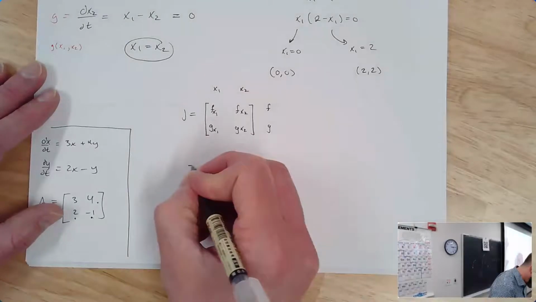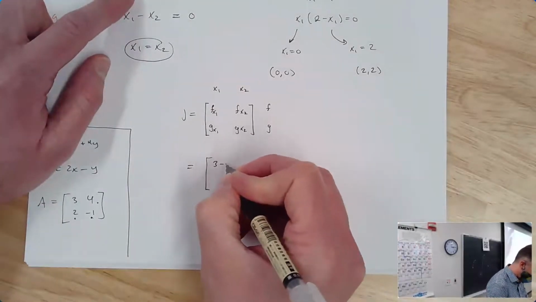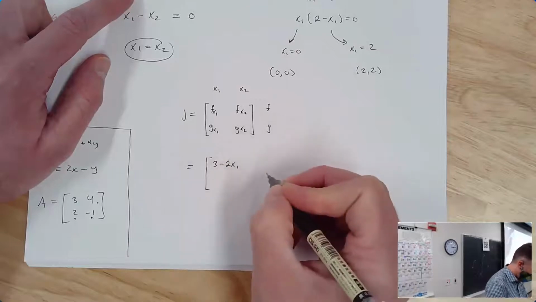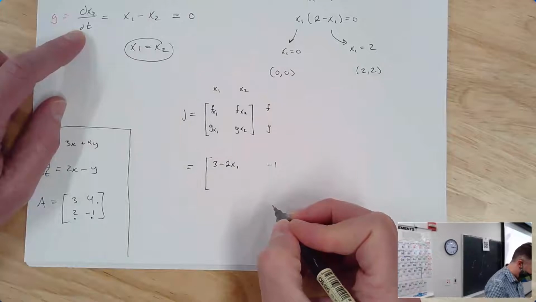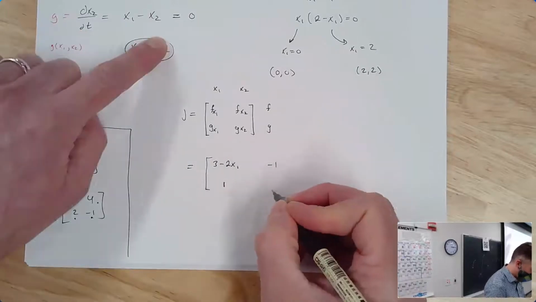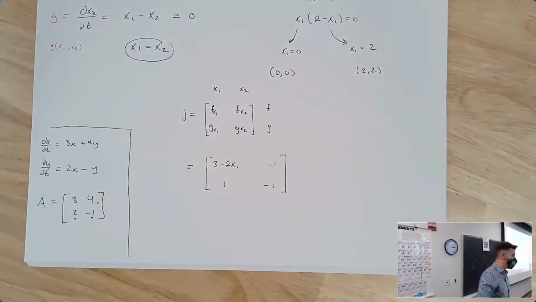So f_x1 is going to be 3 minus 2x1. f_x2 is going to be negative 1. g_x1 is going to be 1. g_x2 is going to be negative 1. Here's my Jacobian.